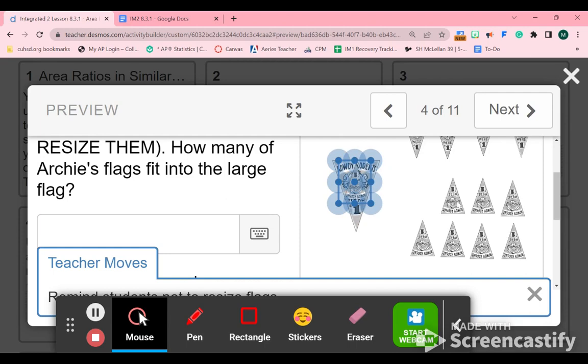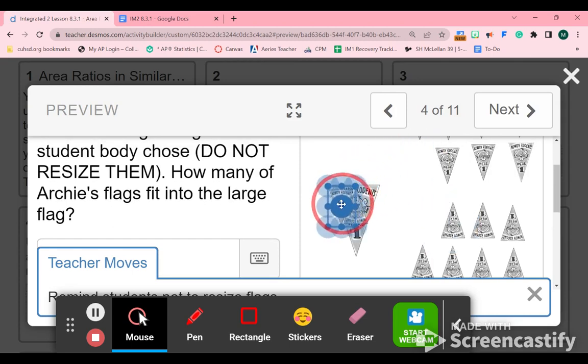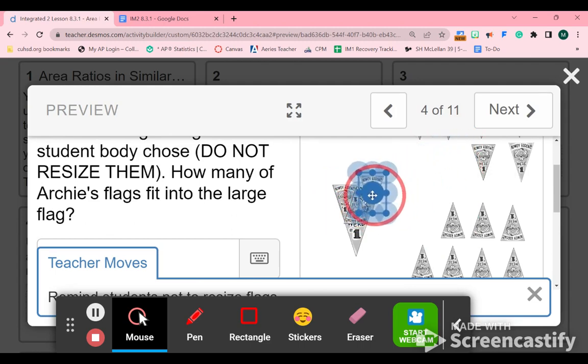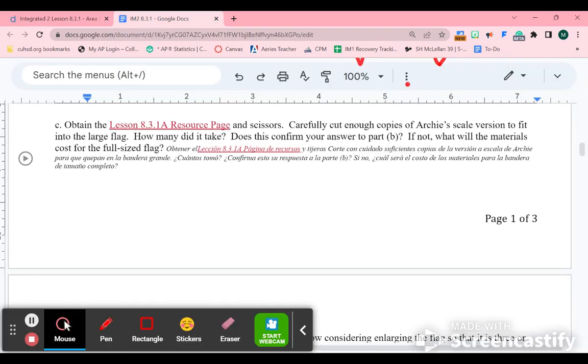How many are going to fit? I wonder. Got one in there. 2, 3, 4. Okay. It looks like 4 little flags fit inside. 4 of Archie's flags fit inside the big one.